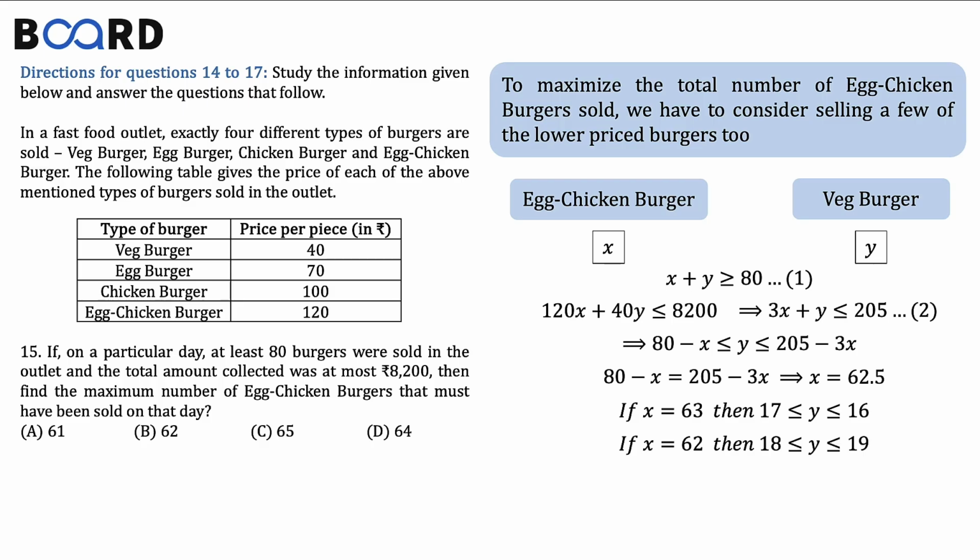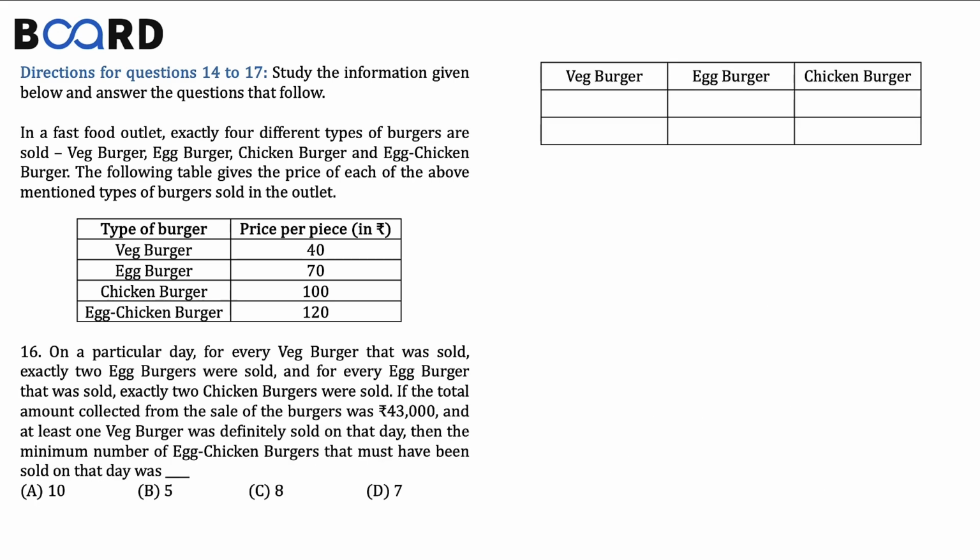That's not possible. So the maximum possible value of x is 62, which means the maximum number of egg chicken burgers that must be sold on that particular day must be 62, which is option B. So rest of them have to be veg burgers in that case, right? Moving on to the next question.